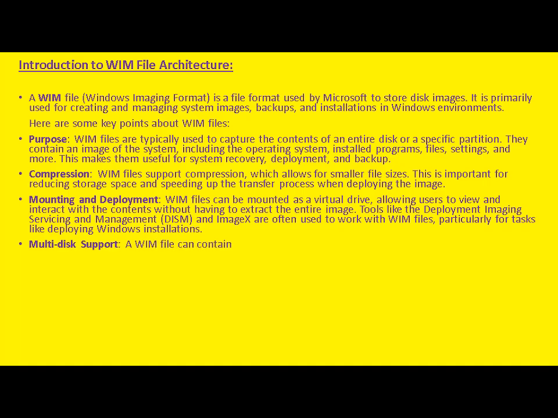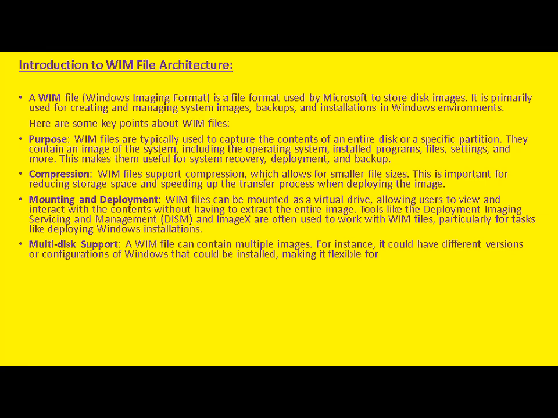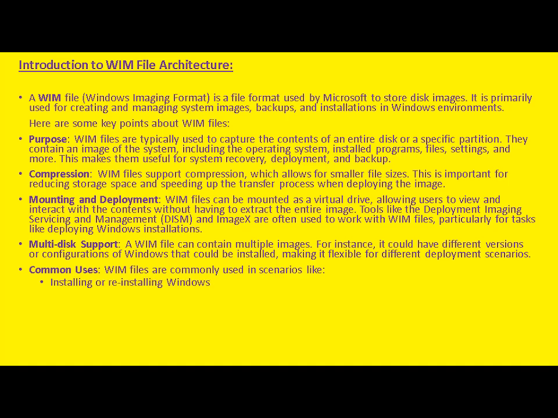Next is multi-image support. A WIM file can contain multiple images. For instance, it could have different versions or configurations of Windows that could be installed, making it flexible for different deployment scenarios. And then common uses. WIM files are commonly used in scenarios like installing or reinstalling Windows, deploying customized Windows images to multiple computers, system backup, and restoration.